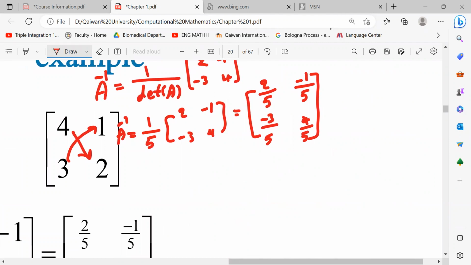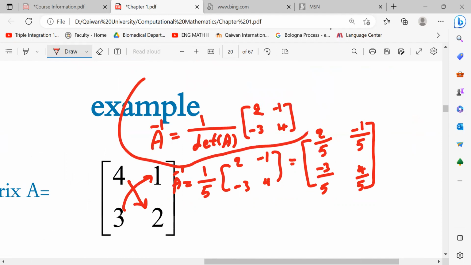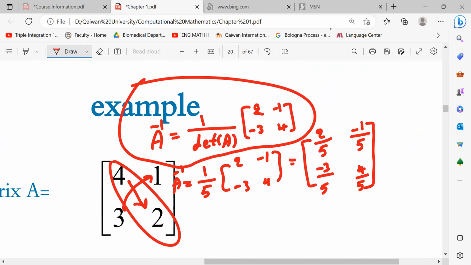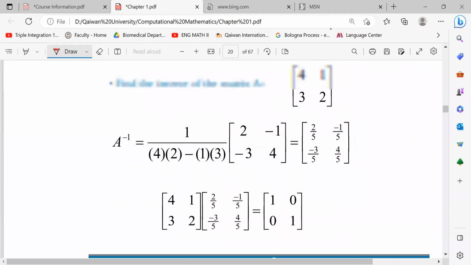Do you have any questions? It's so easy for 2 by 2. Now we work on finding the inverse of a 3 by 3 matrix. If you just know this rule, it's easy: 1 over the determinant, then interchange these two and change the sign of those two. That's all. That is how to find the inverse of that matrix.